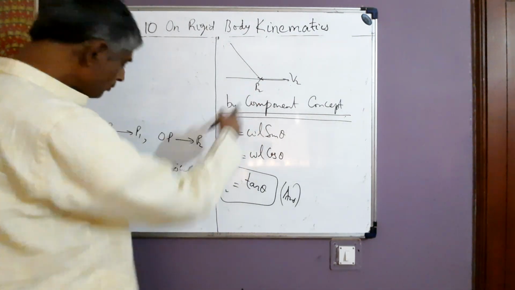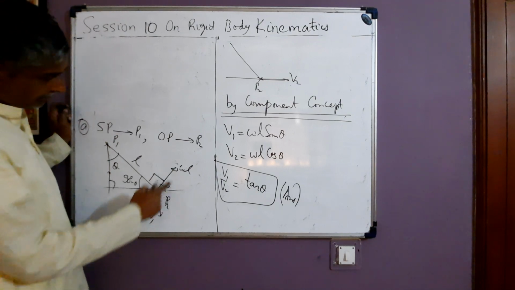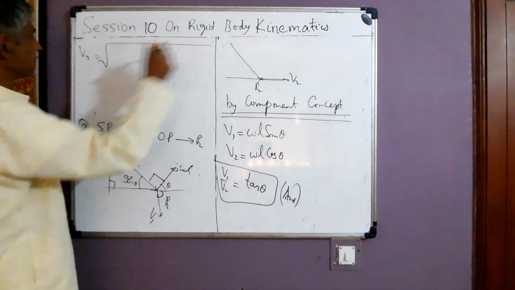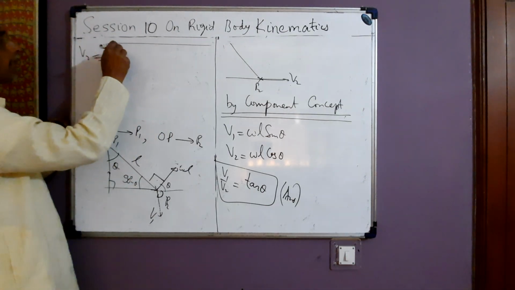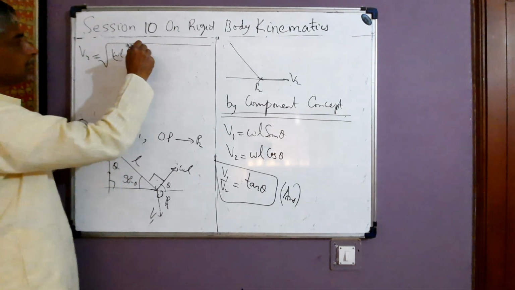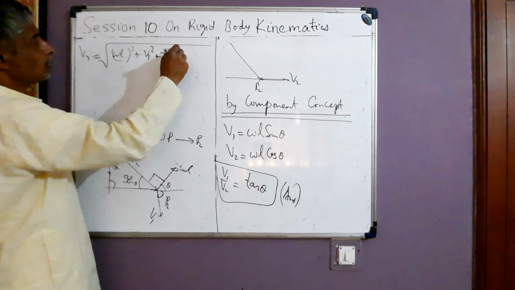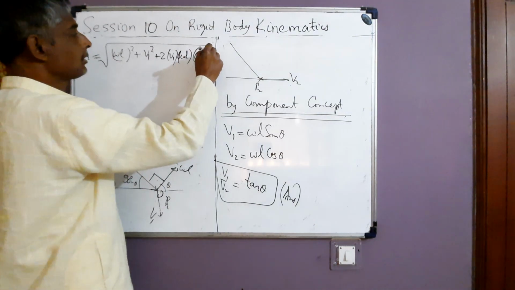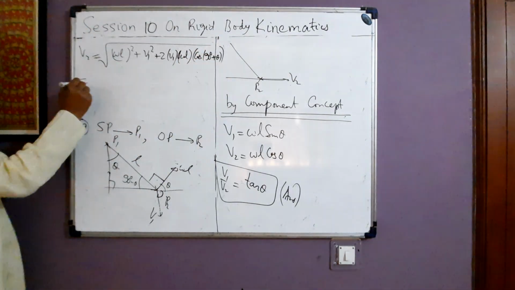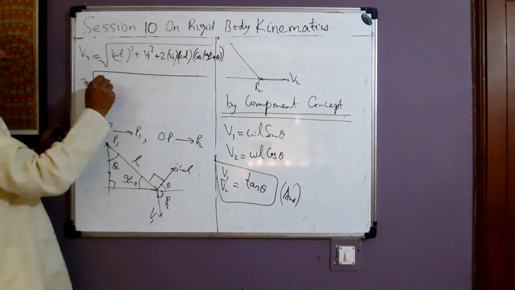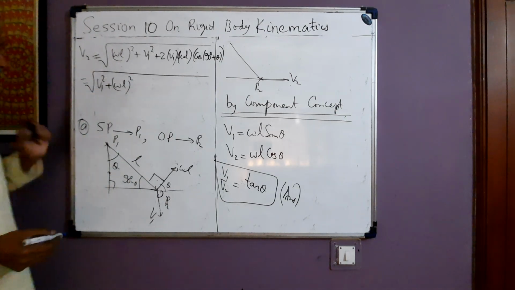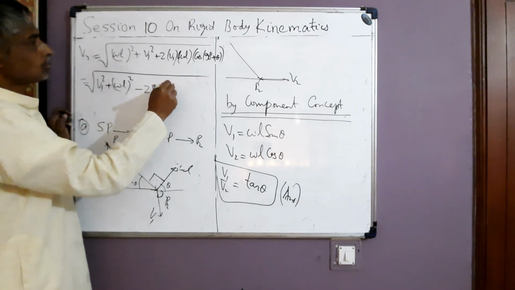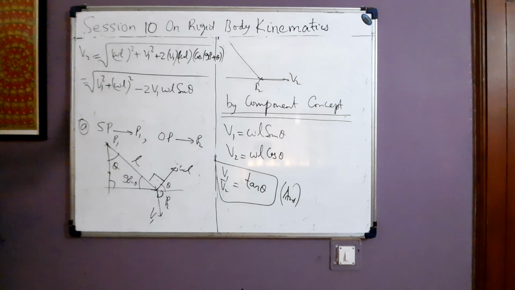Now we can also use the parallelogram law. See, velocity of P2 is V2, the vector sum of these two. This is 90 degrees, this is theta. So V2 can be written as root under omega L whole square plus V1 square plus 2 V1 omega L into cos of 90 plus theta. Alright, so this becomes V1 square plus omega L whole square, cos of 90 plus theta becomes minus sin theta, minus 2 V1 omega L sin theta. This is V2.